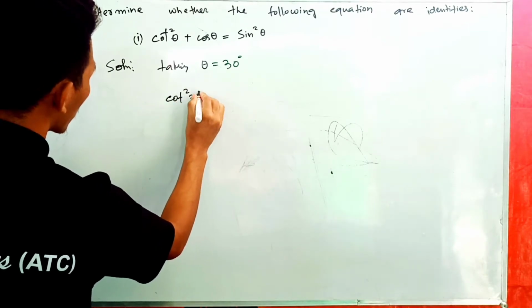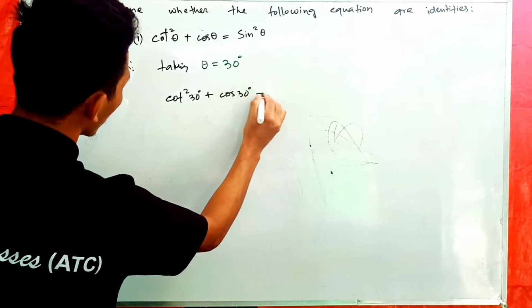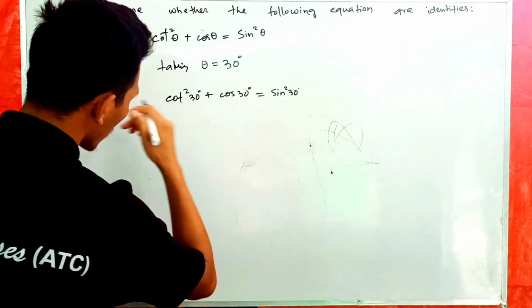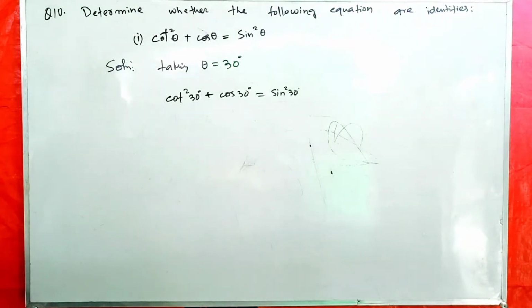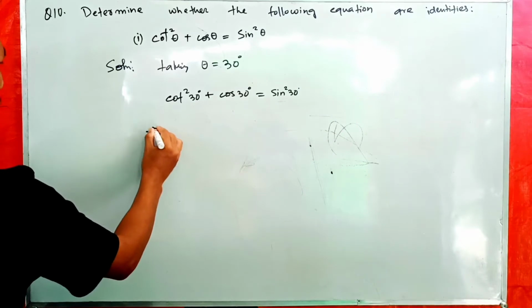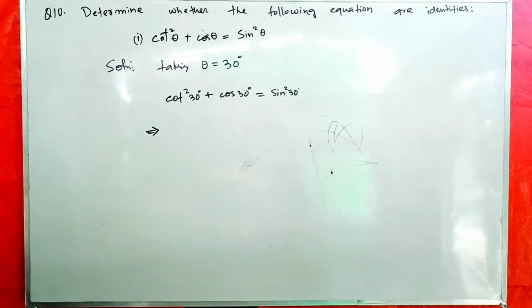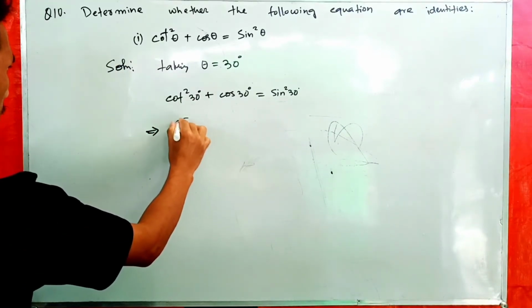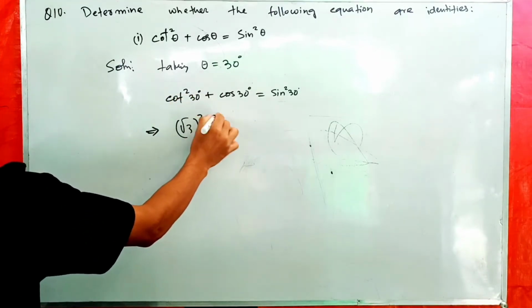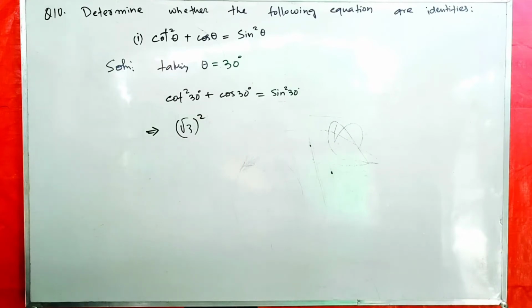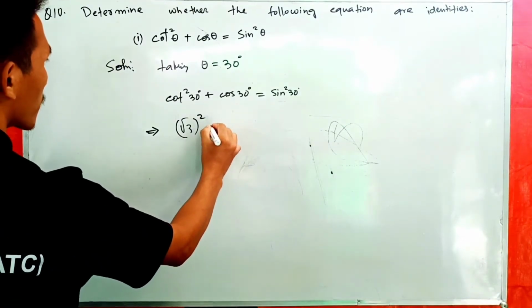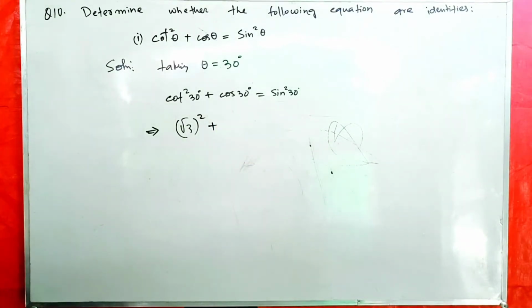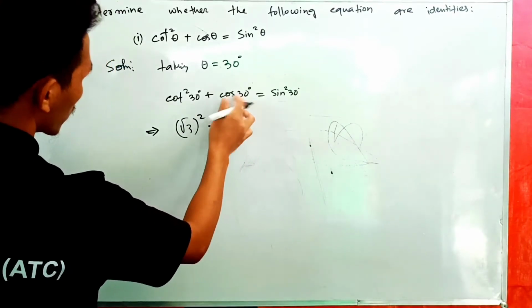Cot square 30 degree plus cos 30 degree equal to sin square 30 degree. Sin 30 degree square. Let me write, very simple. Okay, now when we look back, cot 30 degree will be root 3. This is written square, so let us write square. And what is cos 30 degree? We learned that cos 30 degree is root 3 by 2. There is no square on it to write.